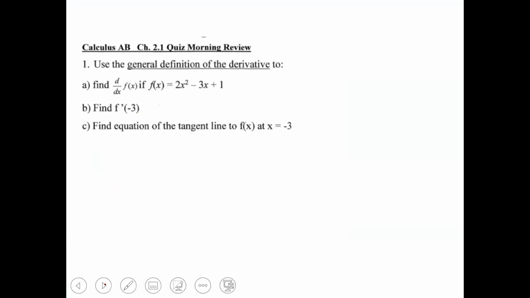All right, so let's go ahead and take a look at this. This was the free response question that you guys had from yesterday. And yesterday I told you guys how to use the power rule, okay, which is definitely a lot easier than using the limit definition. So A, it says find the derivative if f of x equals 2x squared minus 3x plus 1. Well, your f prime of x is going to be equal to, using the power rule, bring down the 2. 2 times 2 is a 4, minus the exponent of 1.